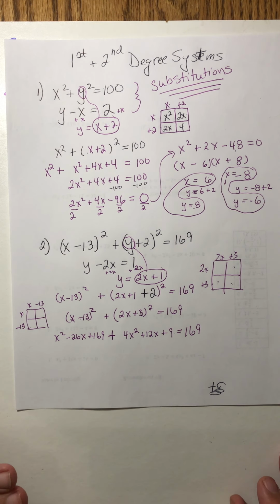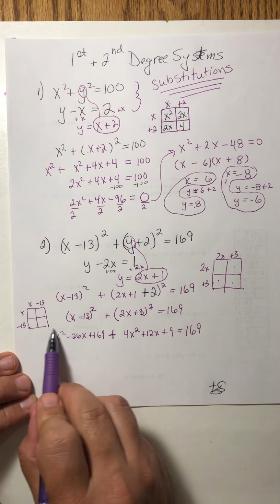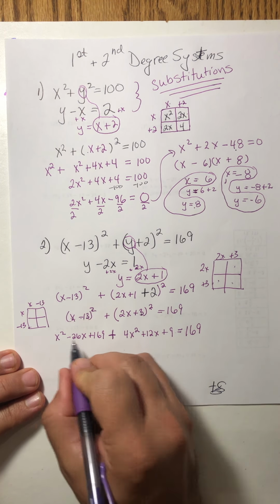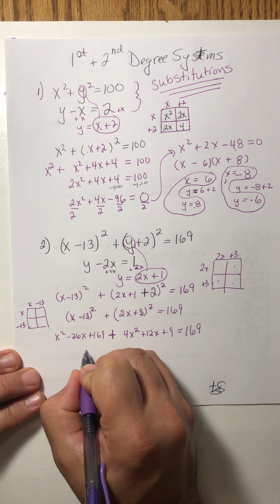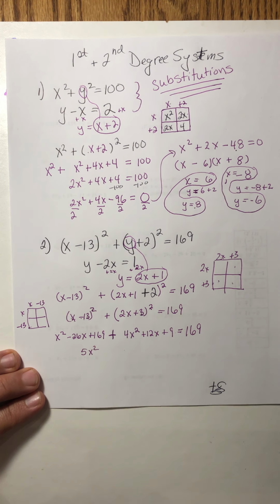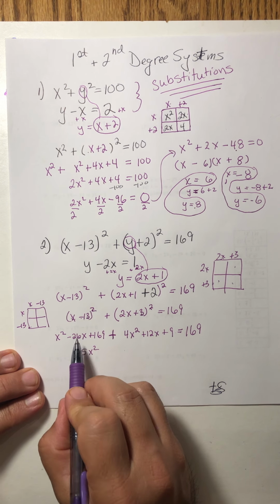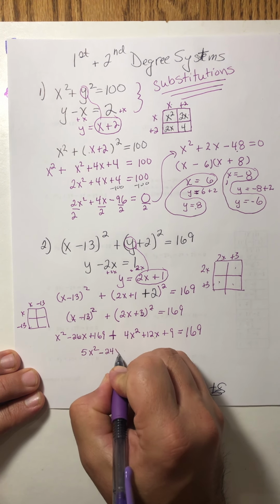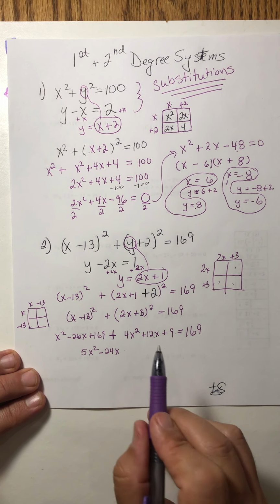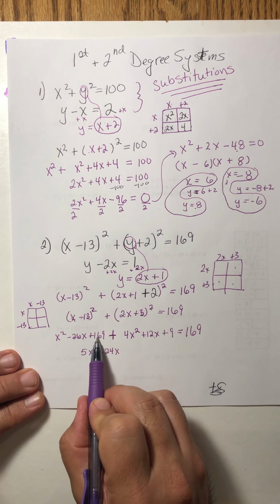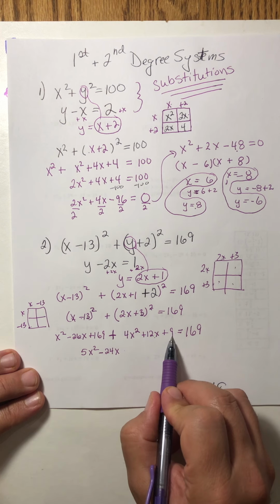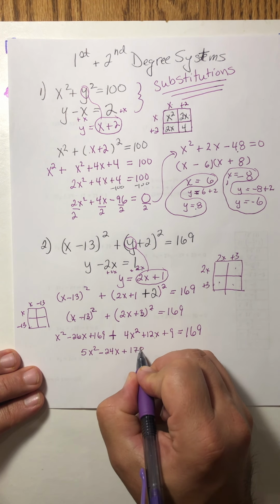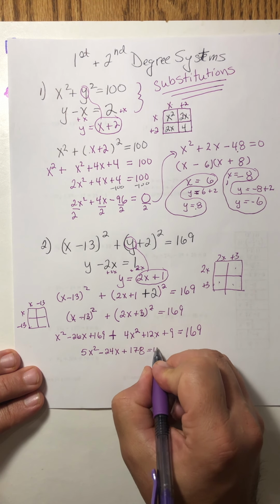Okay. Now I'm going to start combining like terms. So I'll combine all my likes on this left-hand side. I have an x squared and a 4x squared. That gives me a 5x squared. I have a negative 26 plus 12, which is a negative 14x. And then I have a 169 plus 9, so there's a positive 178 equals 169.